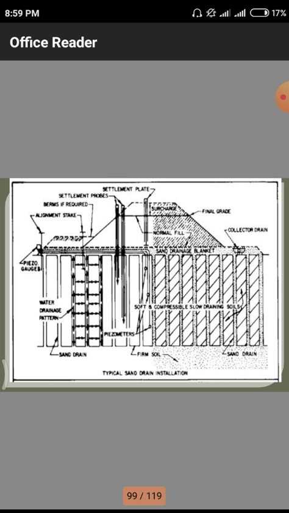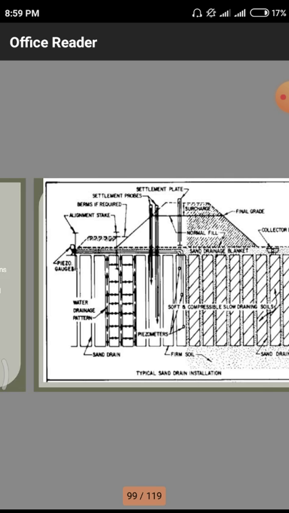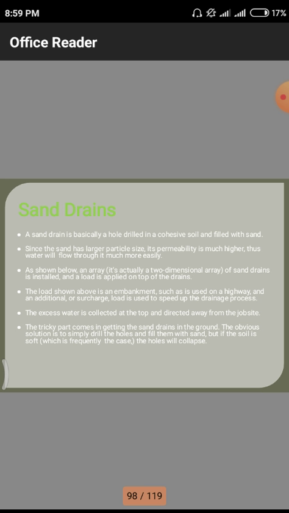And on the sides we are having piezo gauges. That means how much amount of water is moving on the particular sand drains, how much quantity of the water is staggered on the particular sand drains, they are collecting from these piezometers and piezo gauges. Next thing we are having is that the load shown in the above embankment such as used in the highways and other additional or surcharge loads is used to spread the particular drainage process.